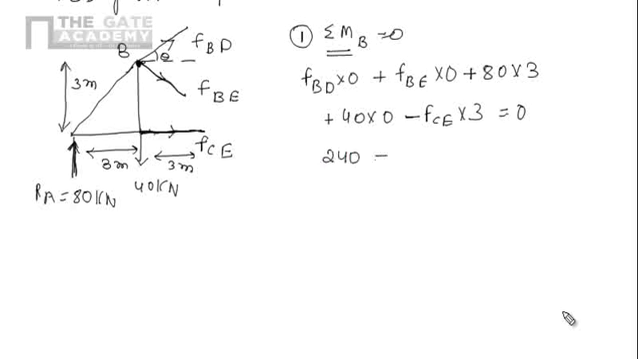It is 240 equals to FCE into 3. So FCE equals to 240 by 3, it is 80 kilonewton.